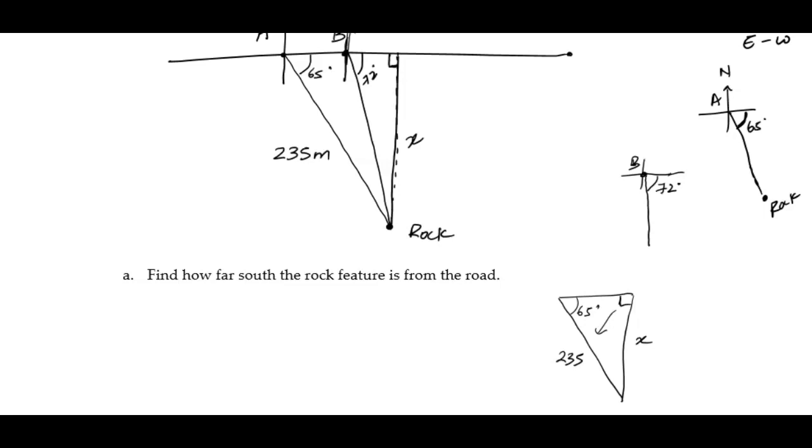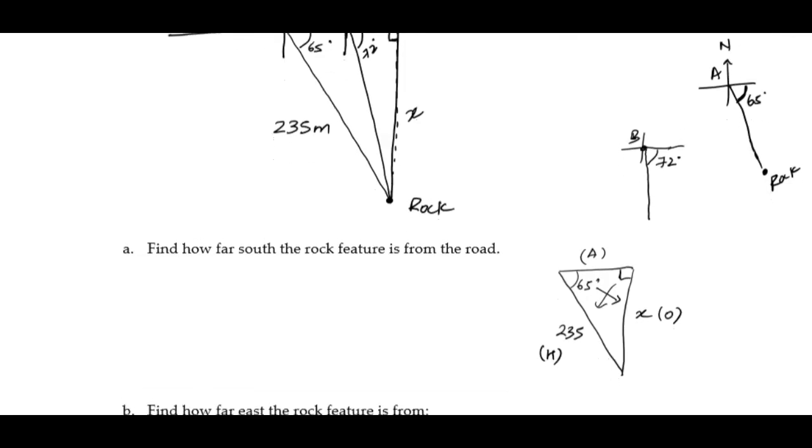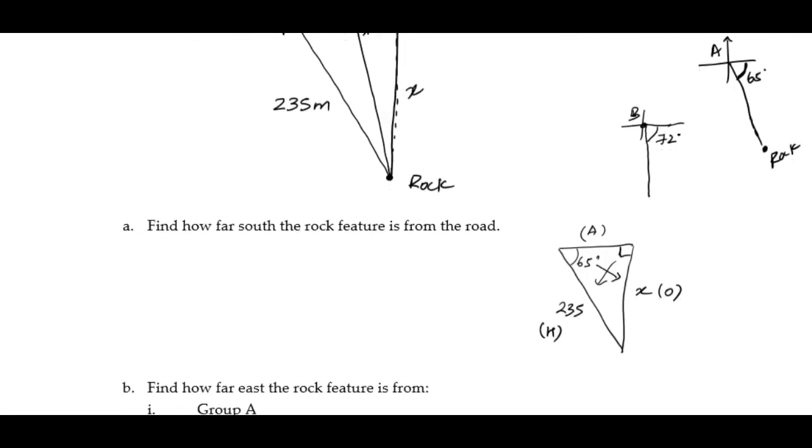That's the one opposite of the right angle, so that's going to be my hypotenuse. The side opposite of 65 degrees is my opposite side, and the third side is my adjacent side. Right, so the ratio that we're going to pick here, we need to find the opposite side. We have the hypotenuse, so we're going to pick the sine ratio.